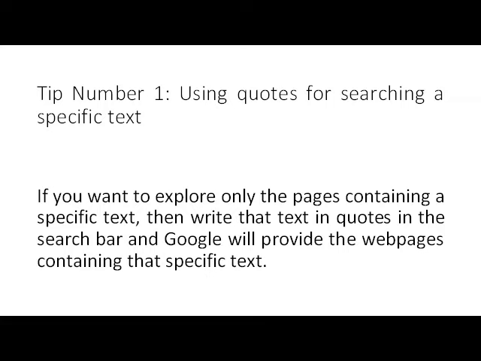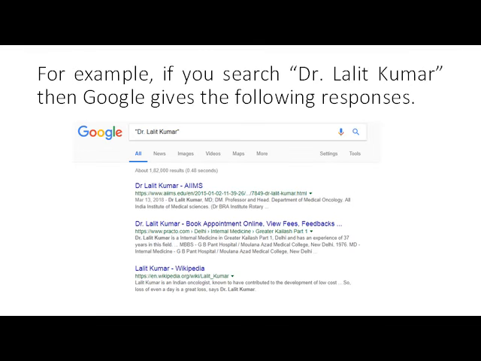Tip number 1. Using quotes for searching a specific text. If you want to explore only the pages containing a specific text, then write that text in quotes in the search bar and click search, then Google will provide the web pages containing that specific text. This feature of Google is really amazing because it filters and gives only those web pages which contain the exactly similar text searched by the user. For example, if you search Dr. Lalit Kumar, then Google gives the following responses.